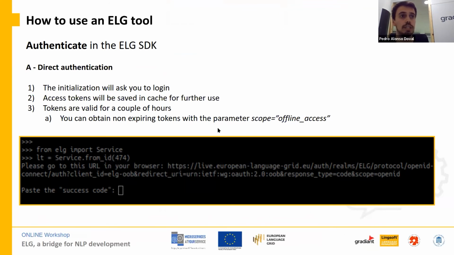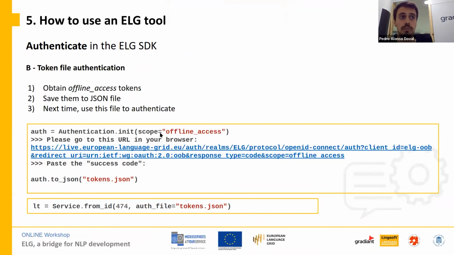The problem with this is that it will give you an expiring token that is valid only for a couple of hours. So for avoiding this, you can use the parameter offline access that will give you a non-expiring token that you can store in a file with this instruction. And then the next time you want to instantiate the service, you indicate the file with the tokens and you are authenticated automatically.